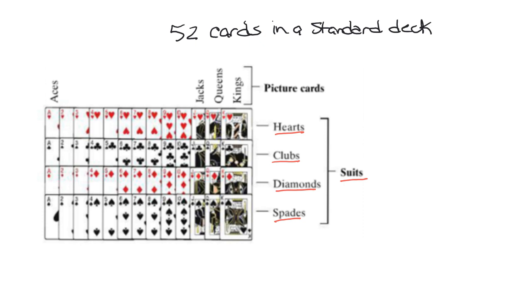The 13 cards start here with an ace, 2, 3, 4, 5, 6, 7, 8, 9, 10, and then we have a jack, queen, and king. The jack, queen, and king are called picture cards or face cards. They have faces on them. All right, so 13 cards in each suit. You have 4 suits: hearts, clubs, diamonds, spades. All total to 52 cards.